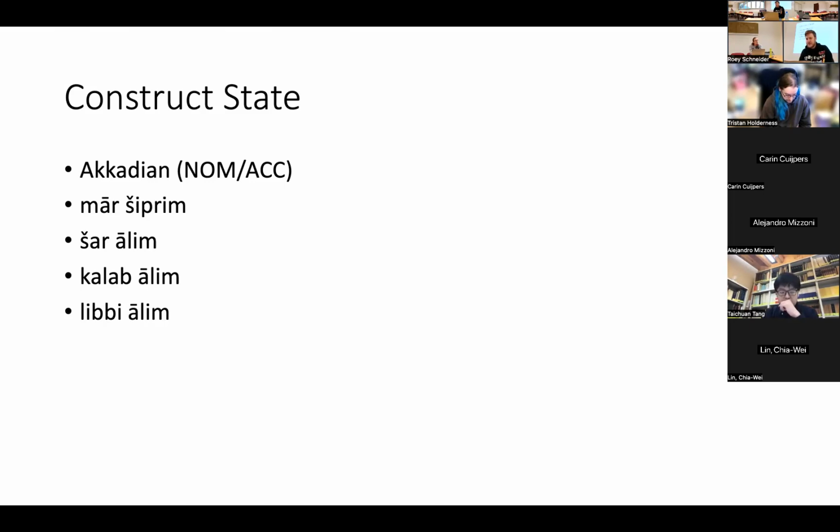In the genitive, there's not really much to talk about. It's just the same with the e vowel. The mimation is dropped, but there's an e vowel. So ana mari shiprim or something like that. And it's also the same before genitive nouns and possessive pronouns. So the same marka for the nominative and accusative, your son, and marika for the genitive. Is everything clear?